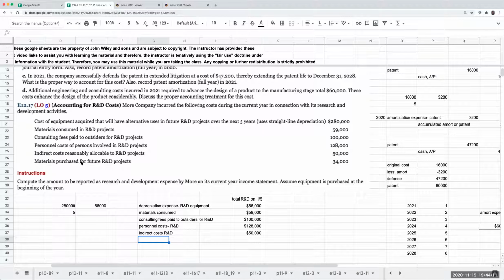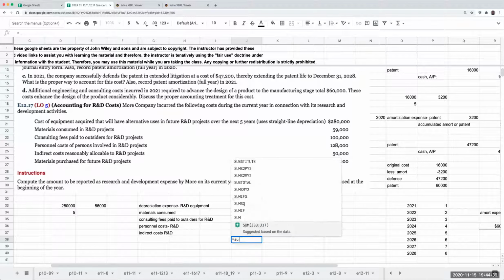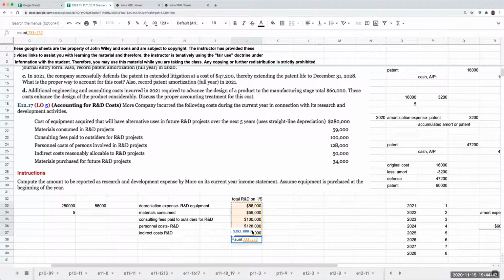Now, materials purchased for future R&D projects, this would just be inventory. Actually, I wouldn't say it would be inventory. I would probably call it supplies, and the reason is we're not holding it for resale. Rather, those materials for future R&D projects are really to help us with future R&D, but we haven't used them yet. So we're not going to record it as research and development expense until they're actually used. So the total amount of our research and development expense is going to be 393,000.